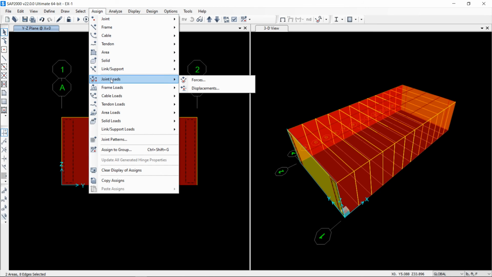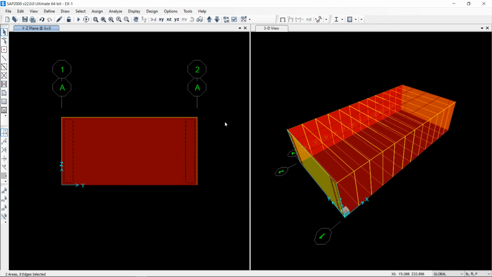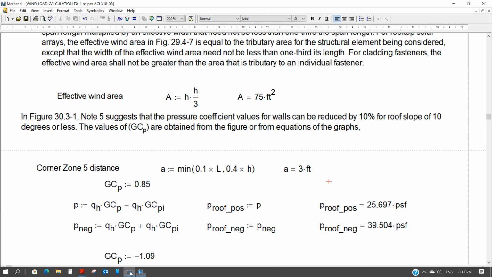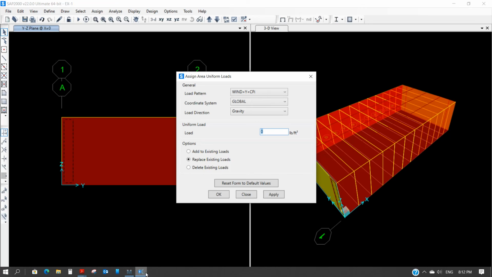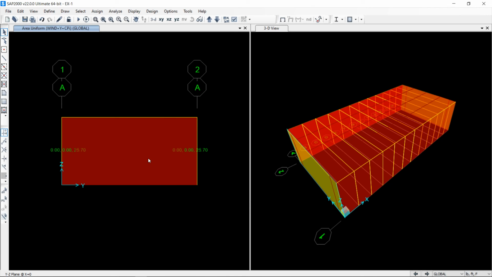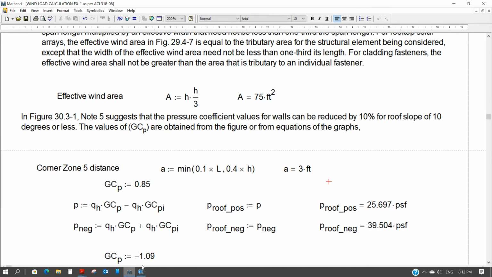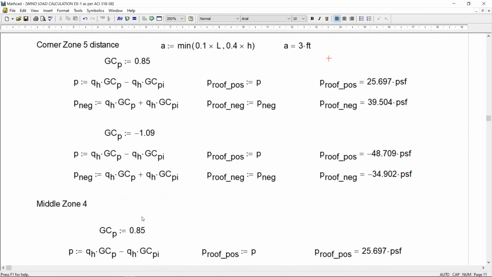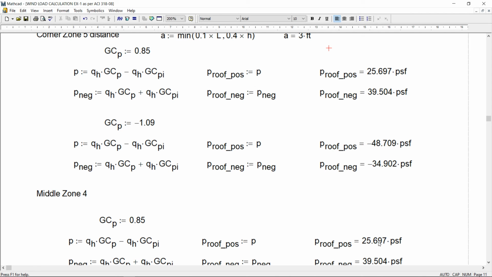Let's assign area load uniform plus CP. This should be minus 25.697. So we have applied 25.697 here, and here for area 4, zone 4, it is 25.697, the same thing.